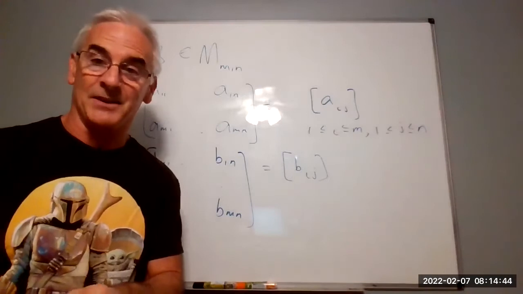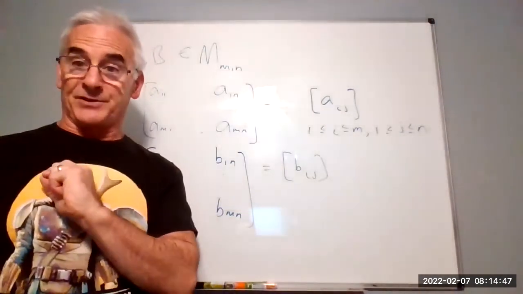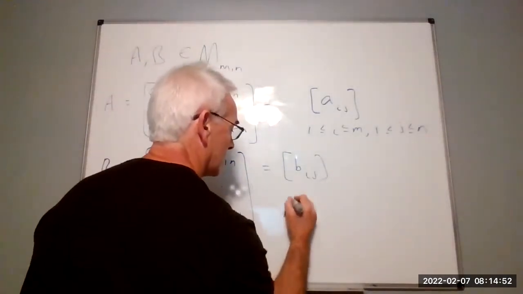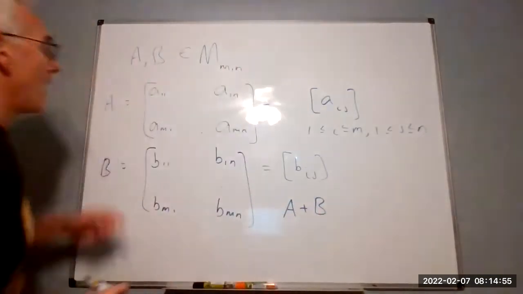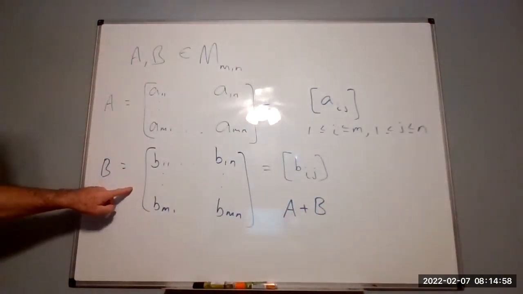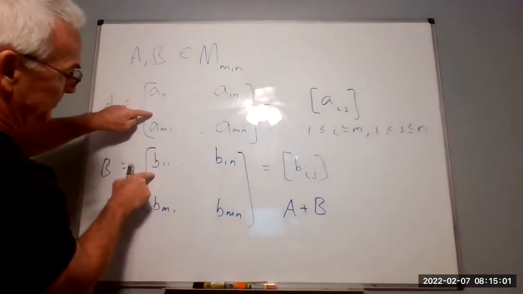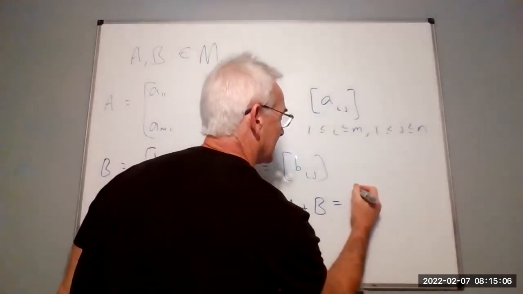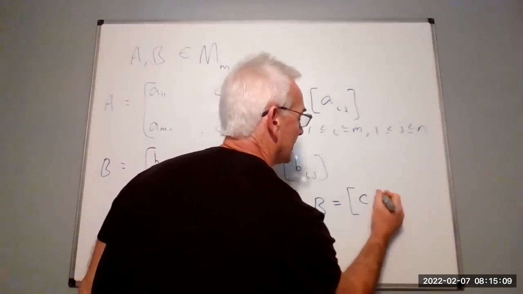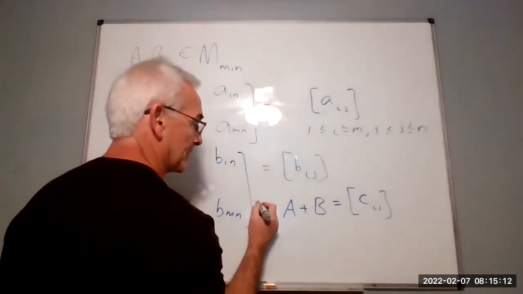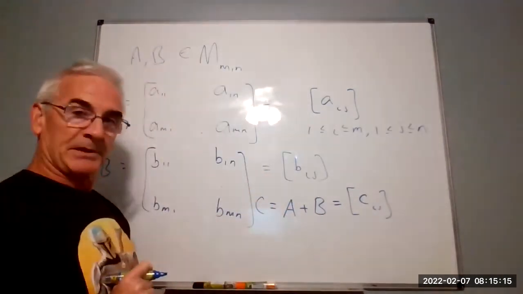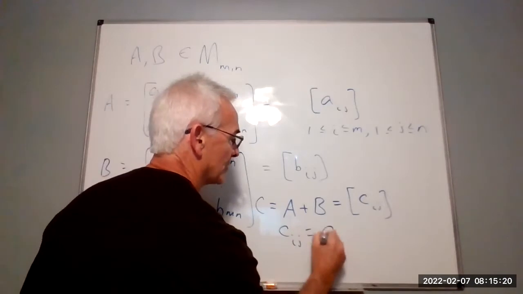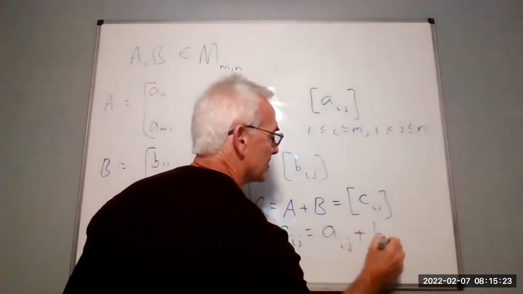Now, with that said, we can define matrix addition. It's defined this way. Make sure you guys can see this. A plus B. I have two matrices of the same size. When I add them, I add the corresponding components all the way down the line. I'll call C the result of A plus B, and we'll call it Cij, where each Cij is the result of Aij plus Bij.